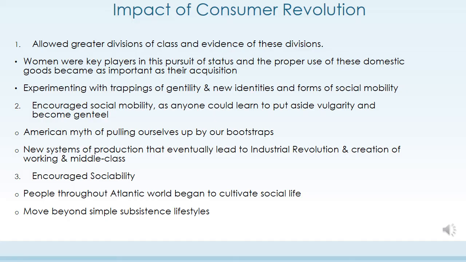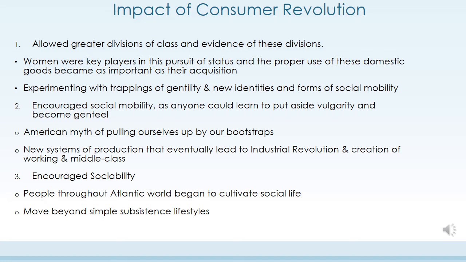Women, in particular, were key players in this pursuit of status, and the proper use of these domestic goods, which was learned and taught by women to their daughters, became just as important as acquiring them. And in doing so, they're not just experimenting with these trappings of gentility, but they're actually creating new identities for themselves and their family, and also new forms of social mobility.